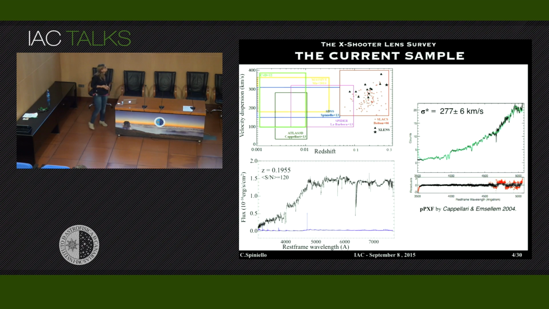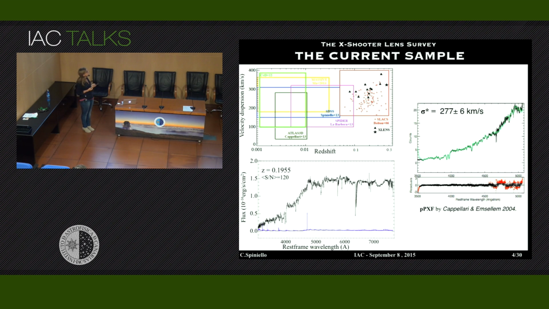So this is the current sample. The black points here are the 10 galaxies I have analyzed and published in Spiniello et al. 2015, which is the survey paper. Here you can see the parameter space in velocity dispersion and redshift. Those boxes show different samples, for instance the Conroy and van Dokkum sample, the SPIDER sample by La Barbera et al., even the SDSS subsample that I've used, the massive sample, and the ATLAS 3D, which I was forgetting, the most important one. Those are the most well-known and well-used samples to study stellar population and kinematics in ETGs.